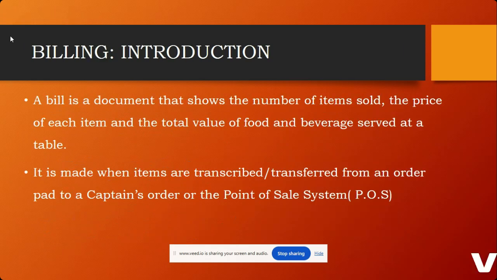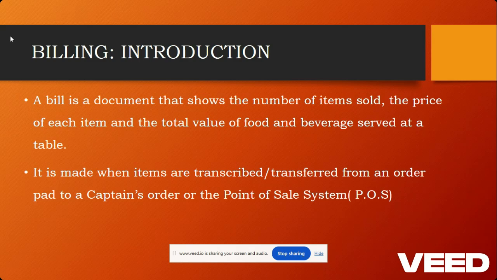So next is billing after the guests have eaten their meals. Now it's time for them to be presented with their bill. And basically, a bill is a document that will show them the number of items that have been sold to them and the price of each item, the total value of the food that has been served at a particular table. So we make it after, or we transfer it from an order pad that we did to a captain's order for the bill now to be presented.